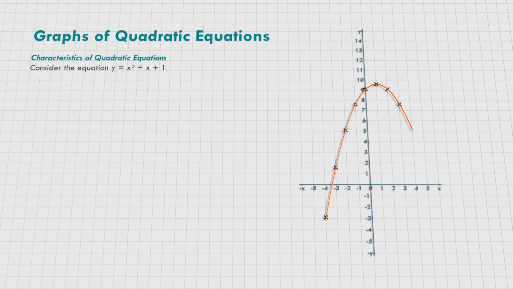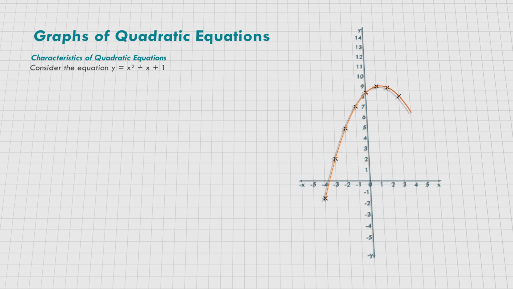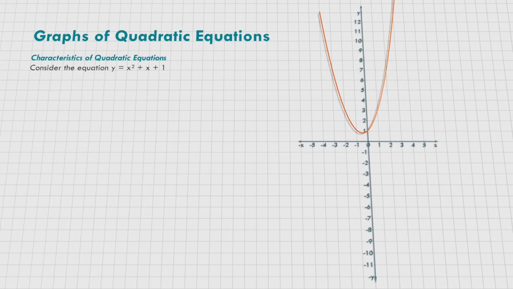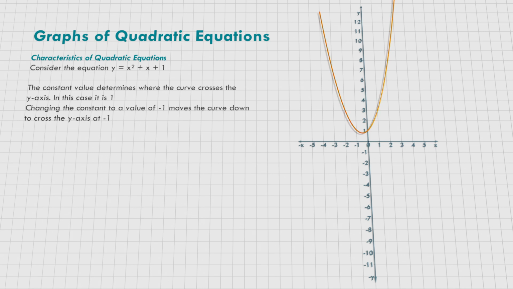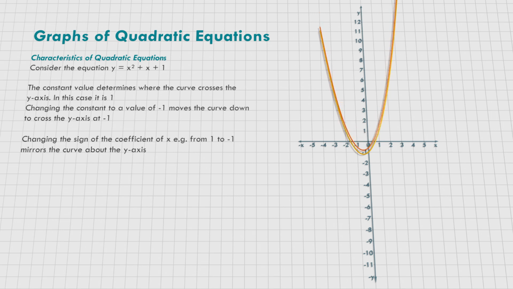Consider the equation y equals x squared plus x plus 1. The constant value determines where the curve crosses the y-axis. In this case, it is 1. Changing the constant to a value of minus 1 moves the curve down to cross the y-axis at minus 1. Changing the sign of the coefficient of x, for example from 1 to minus 1, mirrors the curve about the y-axis.